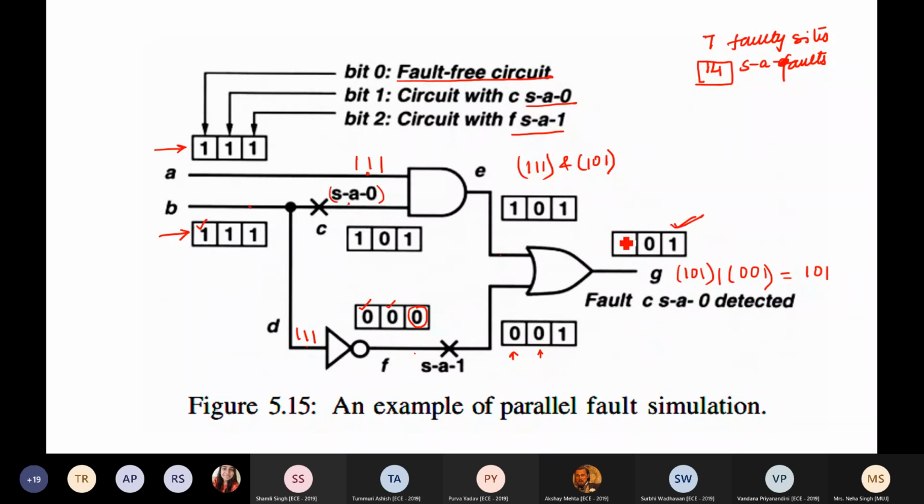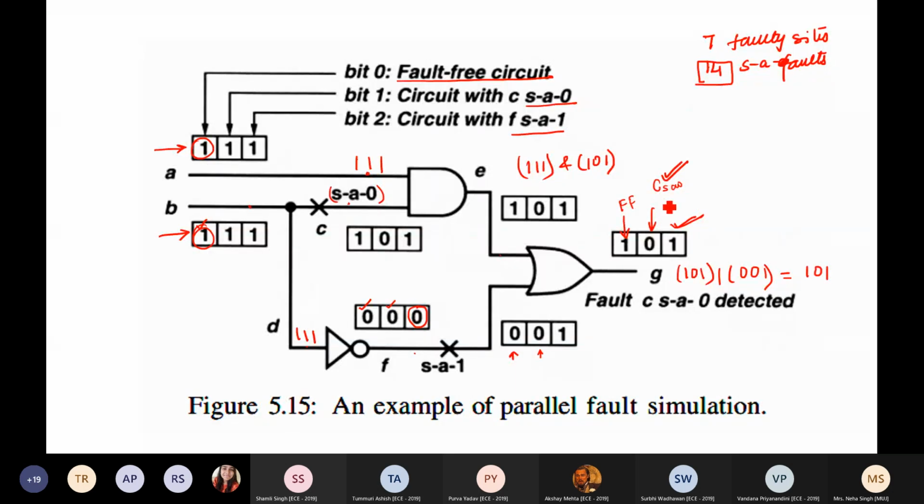Now compare the outputs. This is the output for fault-free circuit. This is the output when the stuck at fault was C stuck at 0. The two values are different. Fault free is 1, but for this fault, the output goes to 0. It means this fault is detected using the test pattern 1 1. This is what my test pattern is. So I am able to detect this stuck at fault C stuck at 0.